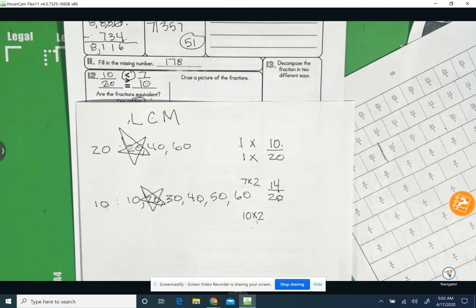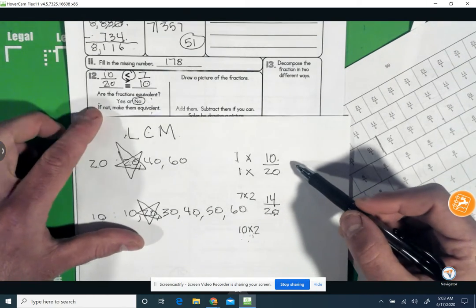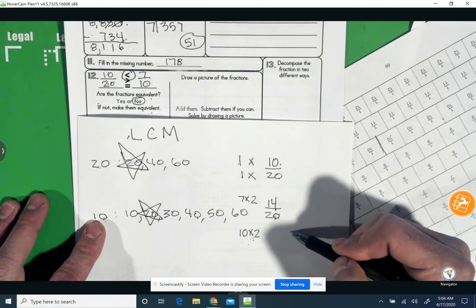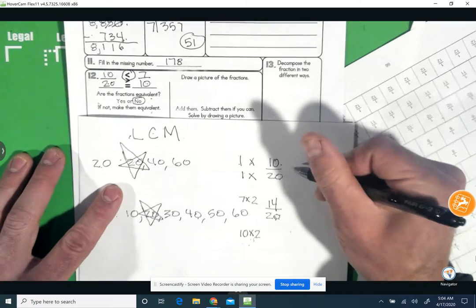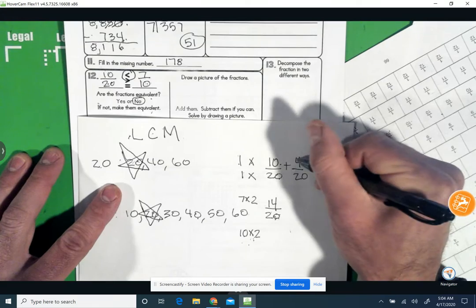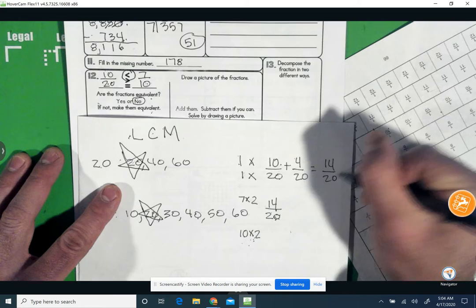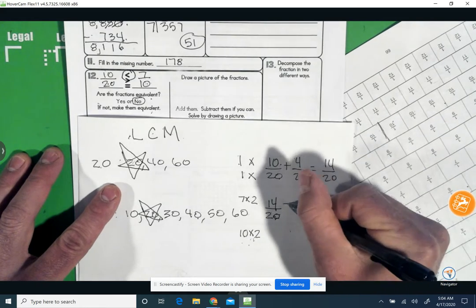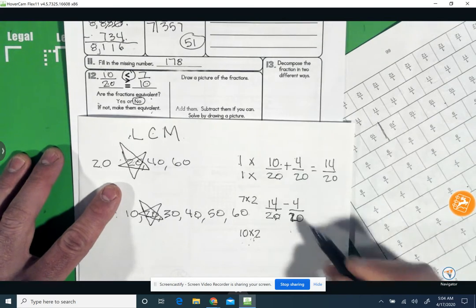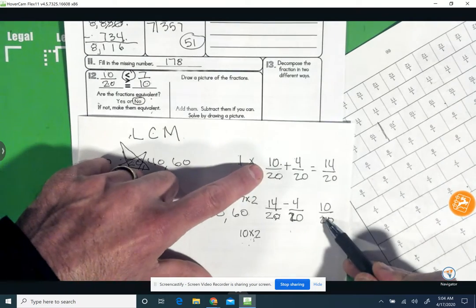So our two fractions that we are going to play with in order to make these two, 10/20ths and 7/10ths, equivalents, is 10/20ths and 14/20ths. Here we have some options. We can add 4/20ths to make 14/20ths. They are now equal. Or we could subtract 4/20ths and get 10/20ths, which would make them equivalent as well.